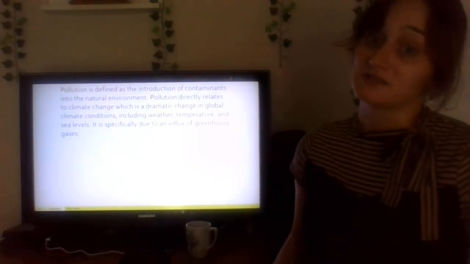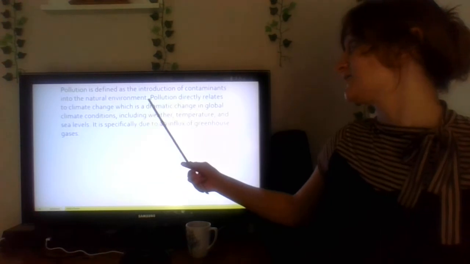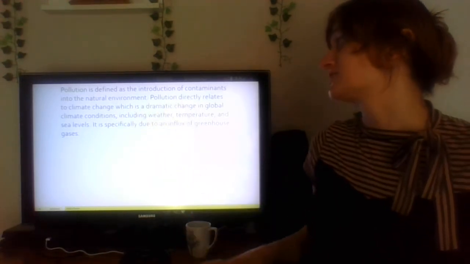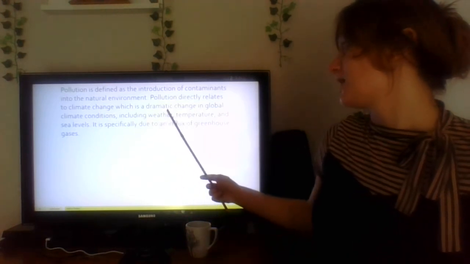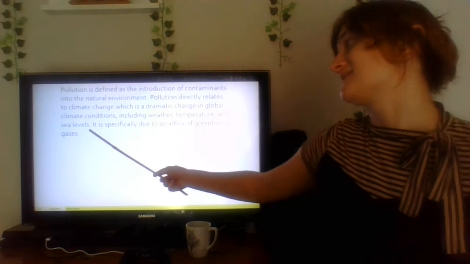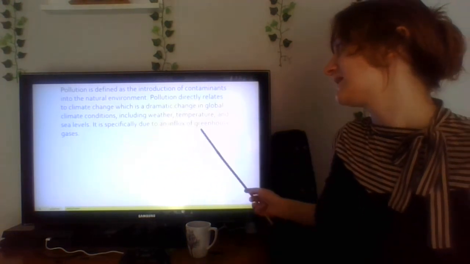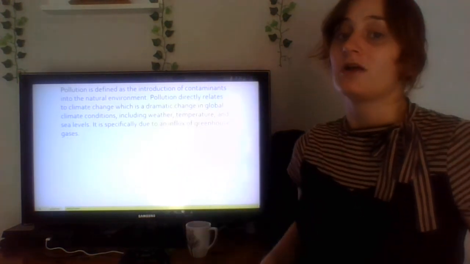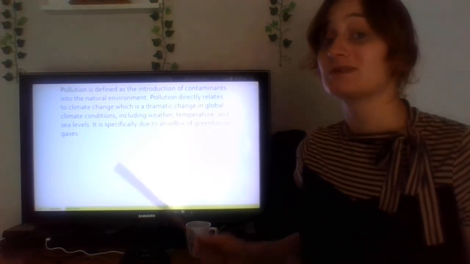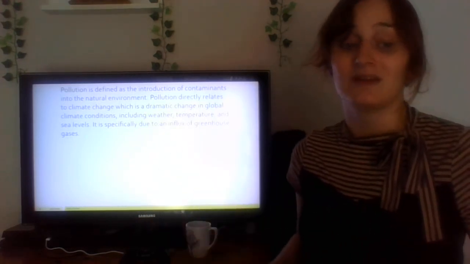So next we're going to discuss pollution. And this is defined as the introduction of contaminants into the natural environment. Pollution directly relates to climate change. And this is a dramatic change in global climate conditions, including weather, temperature, and sea levels. It is specifically due to an influx of greenhouse gases. So this is actually happening right now. We've had a lot of storms due to this specific thing.